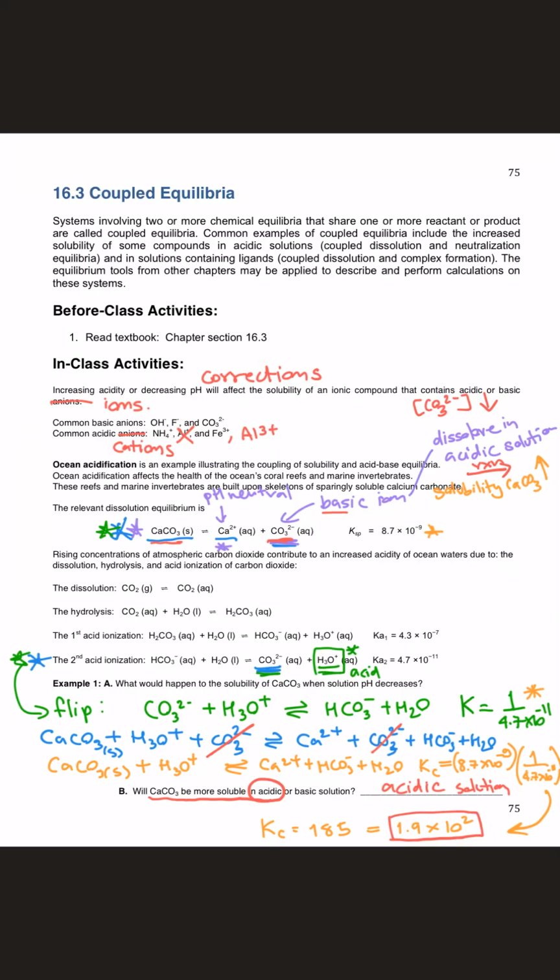Therefore, the solubility of calcium carbonate will increase in an acidic solution. However, in basic solution, it would be the opposite effect, and the solubility of calcium carbonate will decrease. Because calcium carbonate can dissolve more in acidic solution, ocean acidification is bad for marine invertebrate skeletons, because their skeletons will be dissolved in ocean acidification, causing them to have soft shells.